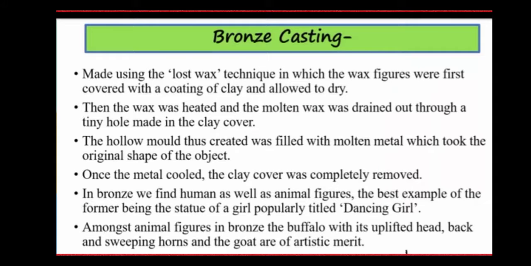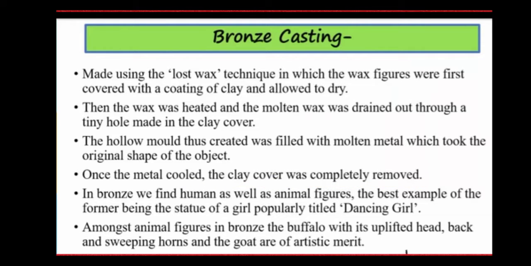Bronze casting was made using the lost wax technique, in which wax figures were first covered with a coating of clay and allowed to dry. Then the wax was heated and the molten wax was drained out through a tiny hole made in the clay cover. The hollow mold thus created was filled with molten metal, which took the original shape of the object. Once the metal cooled, the clay cover was completely removed.